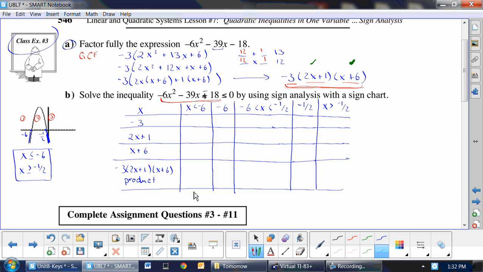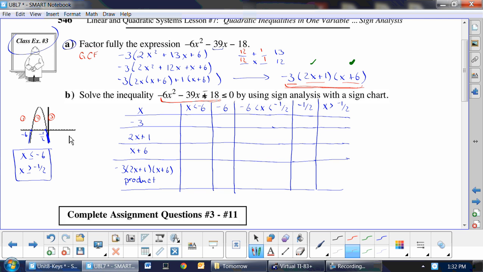From our 3 intervals, we have when x is less than -6 here, then we have the x-intercept at -6. Then we have the space in between, so between -6 and -1/2. Then we have that x-intercept, and then we have when x is greater than -1/2. Okay? So now we have to fill out the signs of everything in this chart.